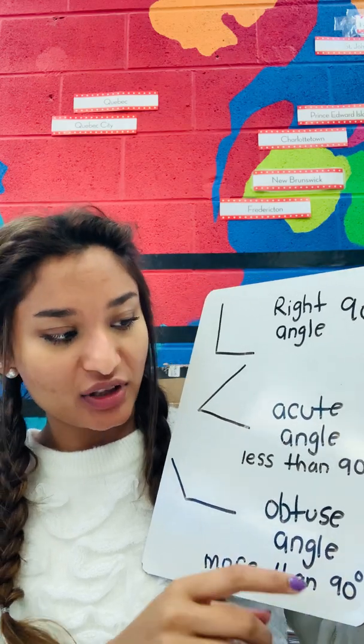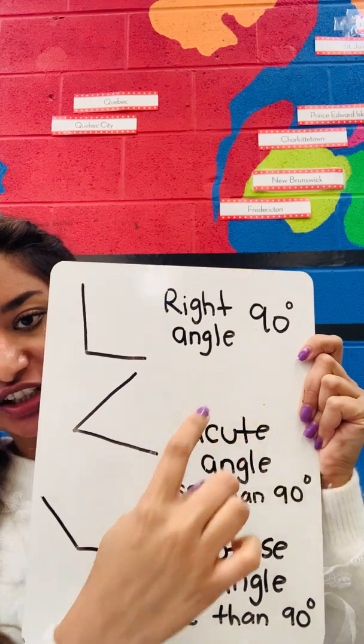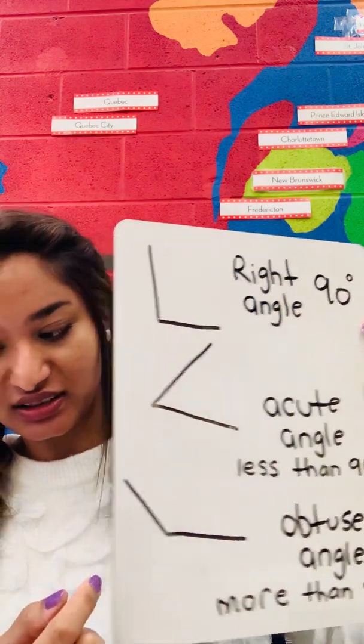So we have 3 angles. So far we talked about 3 angles. Right angle, 90 degrees. Acute angle, less than 90. Obtuse, more than 90. So that's what we are looking at.